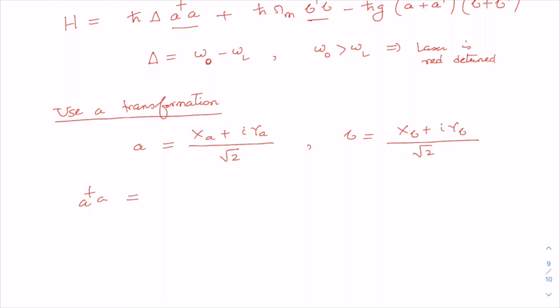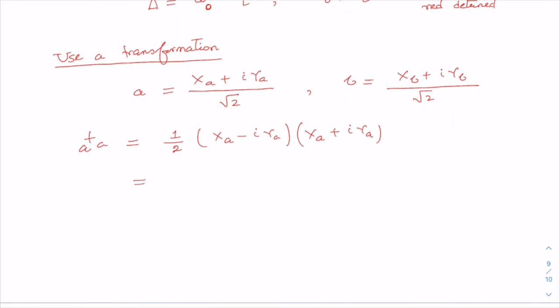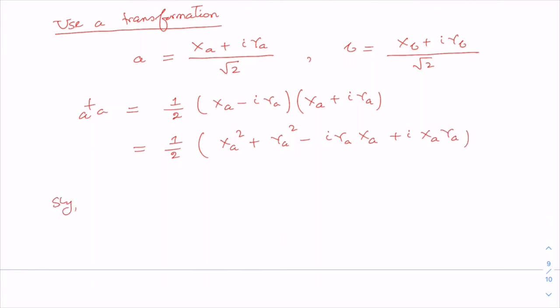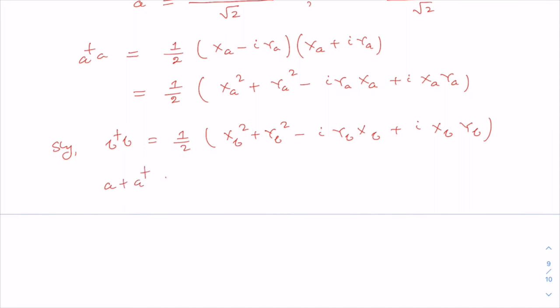So A dagger A, if you do the straightforward calculation, will be half (xa minus i ya), that's the A dagger part, and then we have A as (xa plus i ya). Because these are operators, this will lead us to xa square plus ya square minus i ya xa plus i xa ya. Similarly, we can get B dagger B is equal to half into xb square plus yb square minus i yb xb plus i xb yb. And A plus A dagger would be square root of 2 into xa, and B plus B dagger would be square root of 2 xb.